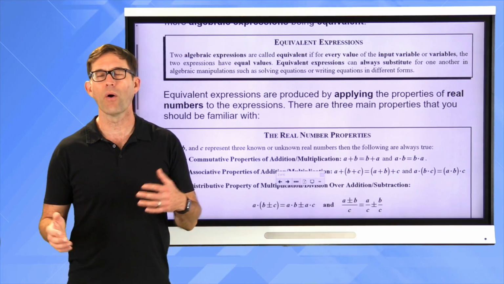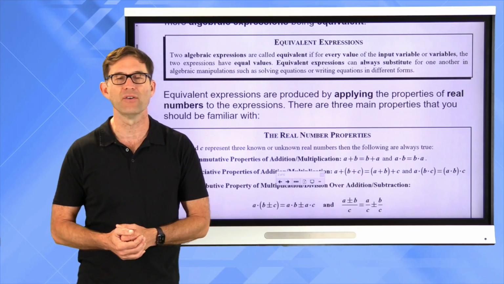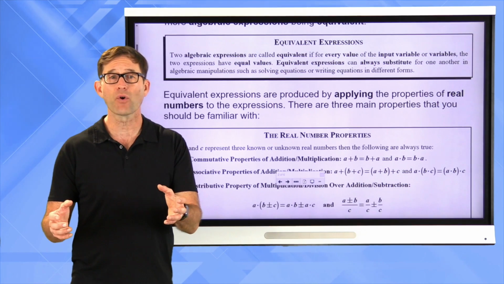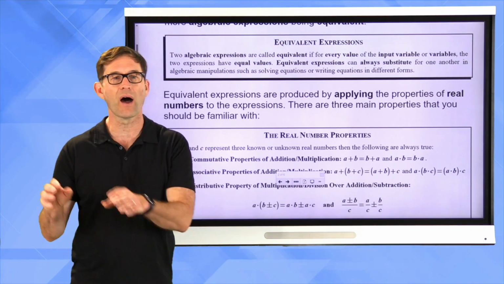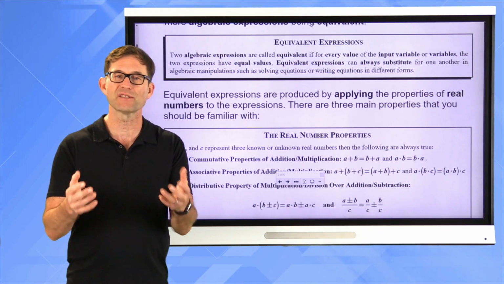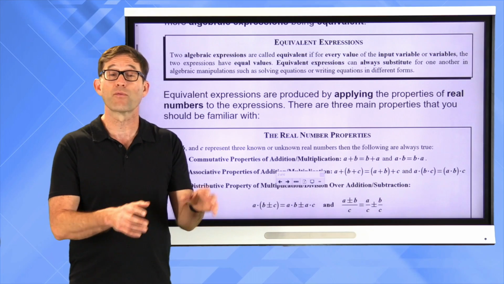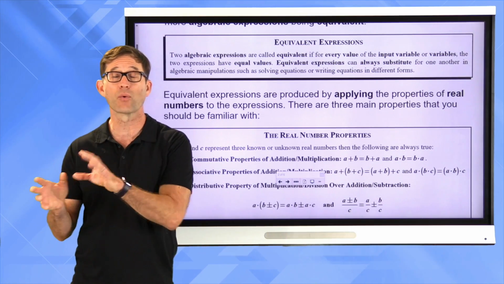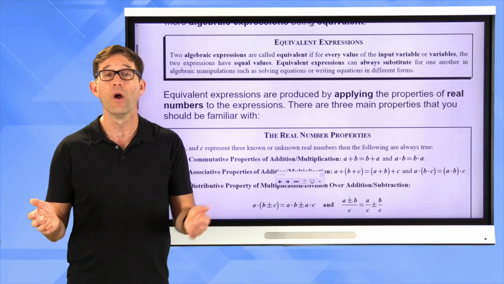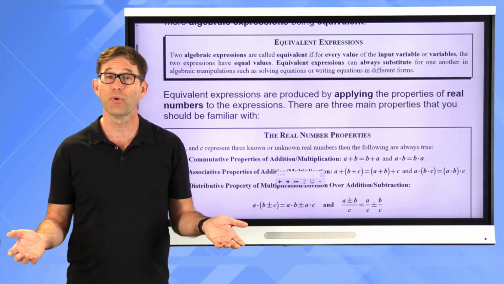Often, when you're doing all sorts of things, whether it's factoring something or multiplying two binomials together or combining like terms, or even when you're solving equations and you're rearranging one side or the other, you're really just producing equivalent expressions. And the important thing is, it's okay to replace one expression with another one that's equivalent to it, because those two expressions are going to have the same value regardless of what value of x or y or t or whatever you put in.